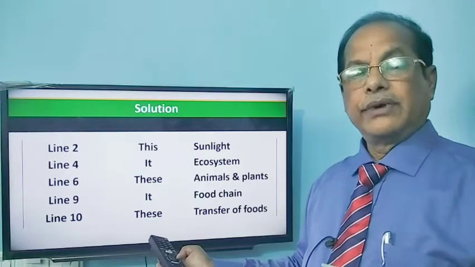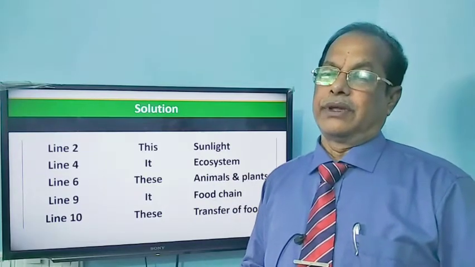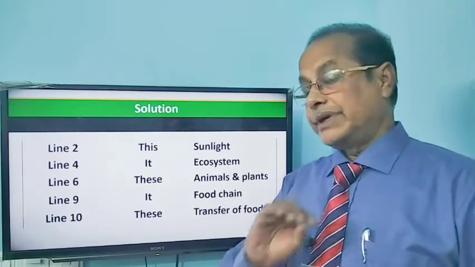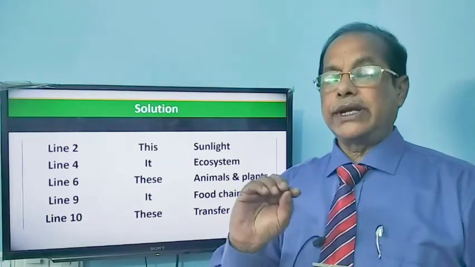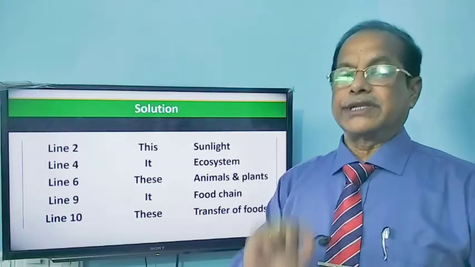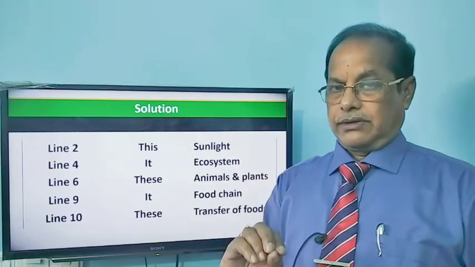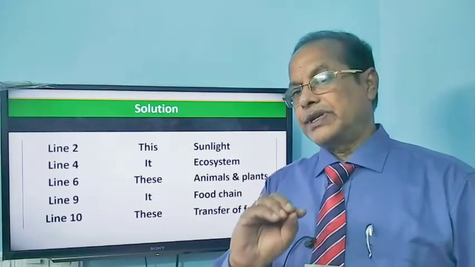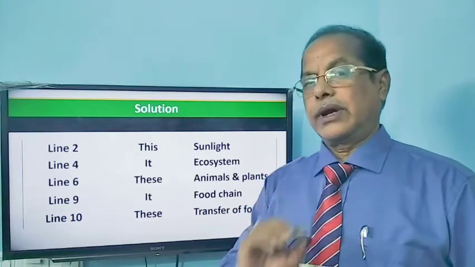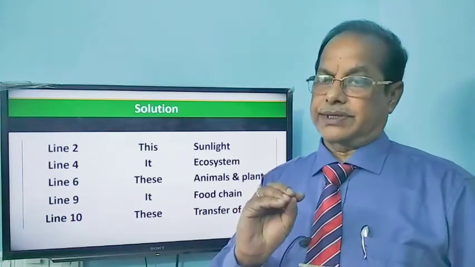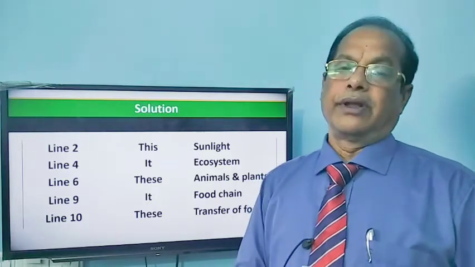So this is the way of making the answer of pronoun reference. You will have to read the lines of a paragraph of pronoun reference minutely and find out where the pronoun has been used wrongly, and that wrong pronoun is to be marked and replaced by the original clear noun or other pronoun. Thus the passage becomes more meaningful and more understandable.